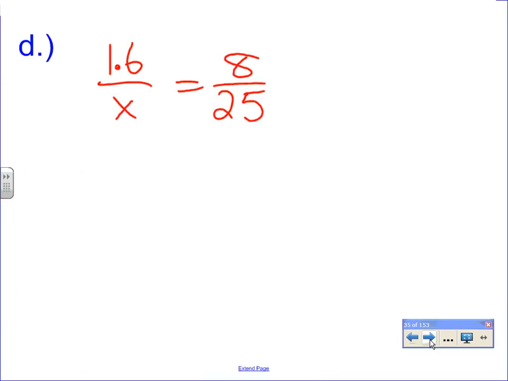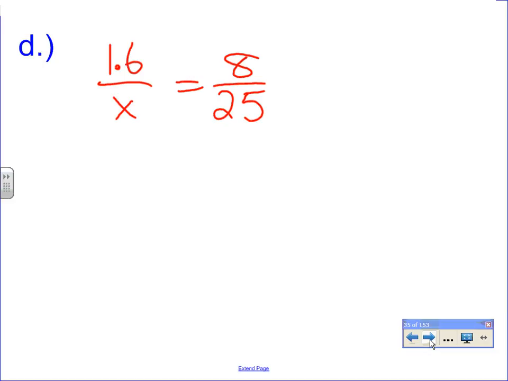Okay, above those, I want you to add letter D. Letter D, we have 1.6 over x equals 8 over 25. The reason I gave you this one is we did not do any yesterday with decimals. So just to make sure that you understand, when you're solving proportions and using cross products, you don't have to just use integers. You can use rational numbers as well.